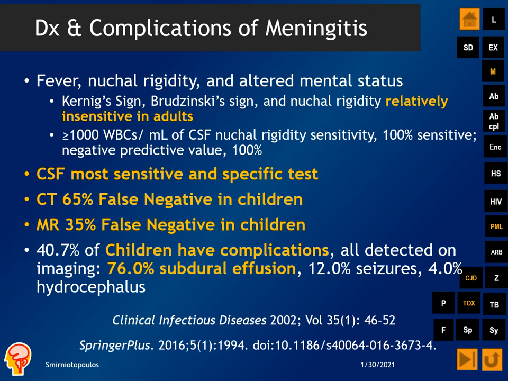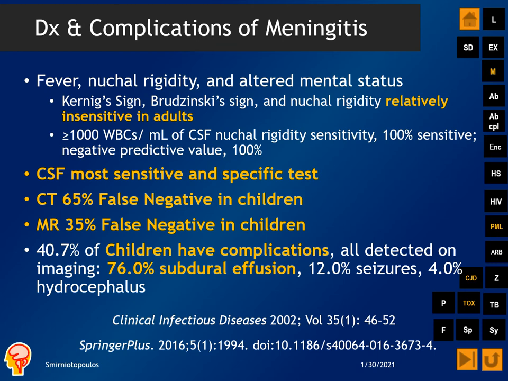The complications of meningitis and the symptoms: patients tend to have fever, nuchal rigidity, altered mental status. They may have either Kernig's or Brudzinski's sign. They typically have a dramatically elevated white count over 1,000. CSF is the most sensitive and specific test.